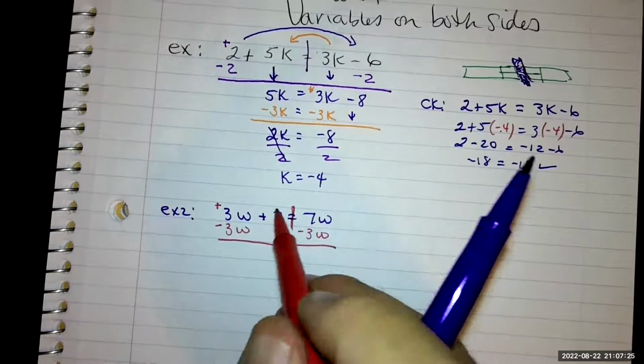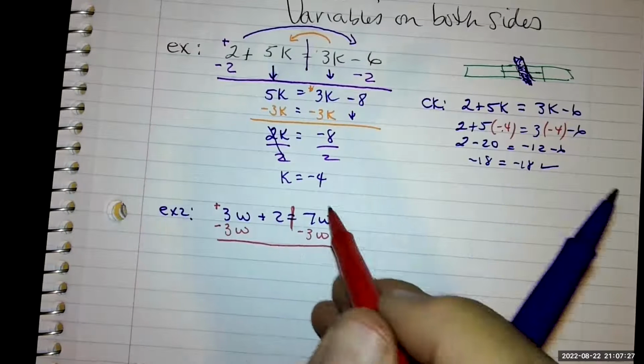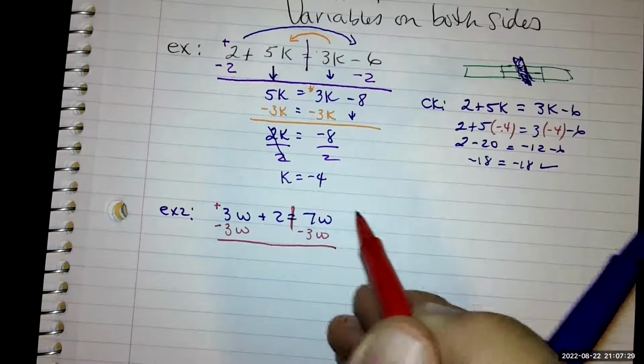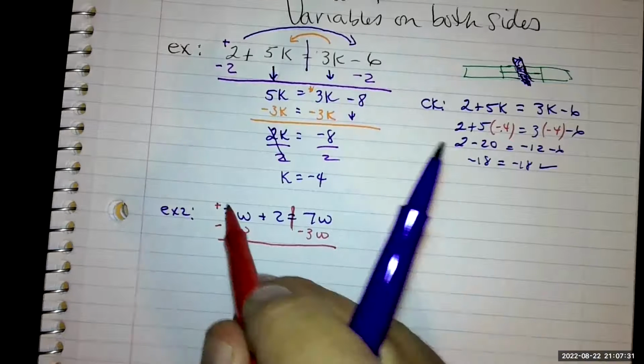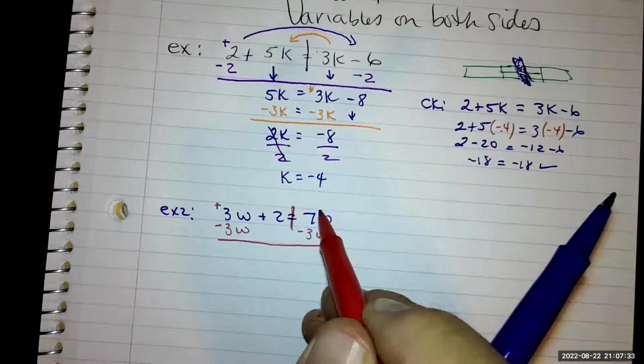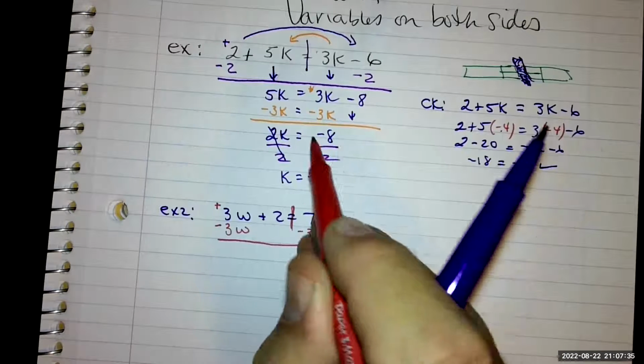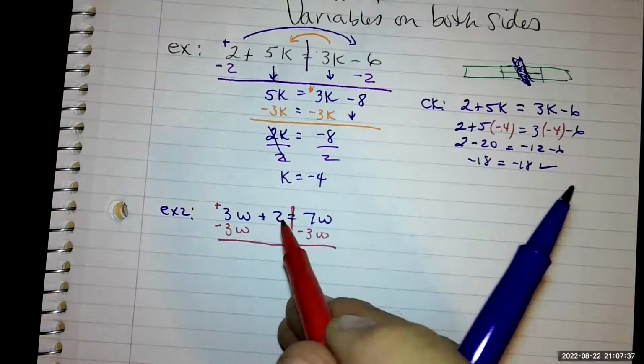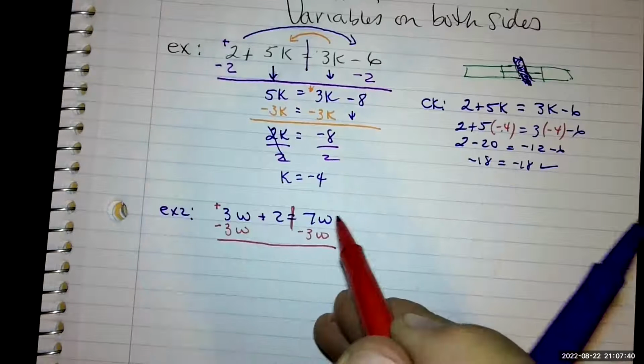Now, do you know why I did not move the 2 to the other side? Because there's no numbers over here. It's just 7W. So I'm going to move this W over here because this number is fine. See how the 8 over here was by itself? I mean, that's what we want to do. We want to get the number by itself and the letter on the other side.